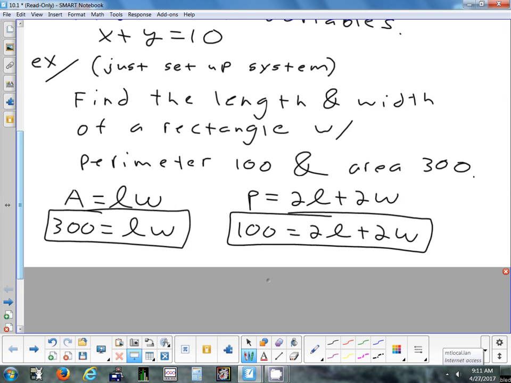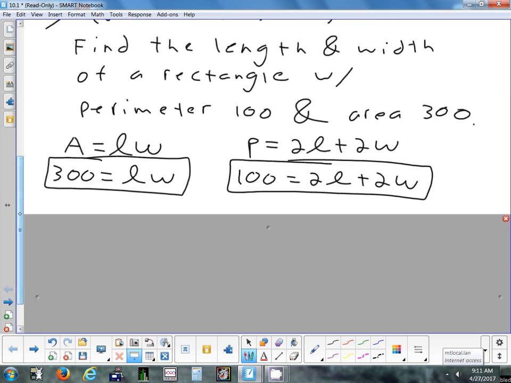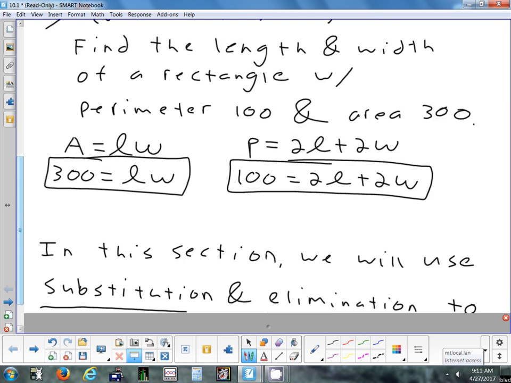So as far as setting it up, that's all you do to set it up. You have to make sure you use the same letters in each equation. You can't use different letters. So we used L's and W's on the left, L's and W's on the right. Okay. Any questions on that?